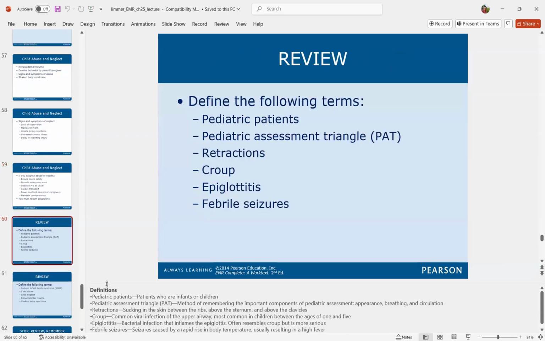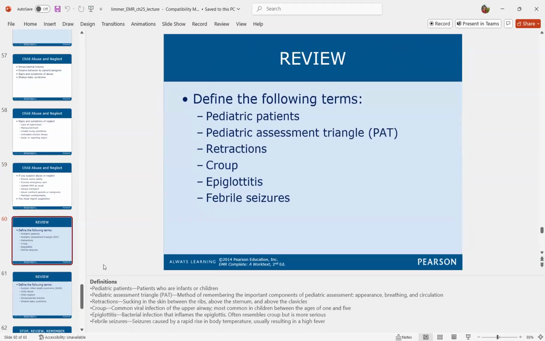All right, so pediatric patients, patients who are infants or children, the pediatric assessment triangle, or PAT, is a method of remembering the important components of pediatric assessment. So we go with appearance, breathing, and circulation. Retractions, sucking in between the ribs above the sternum and above the clavicles. So if you see any of that, they're having a difficult time breathing.